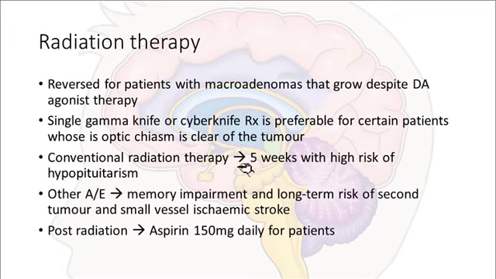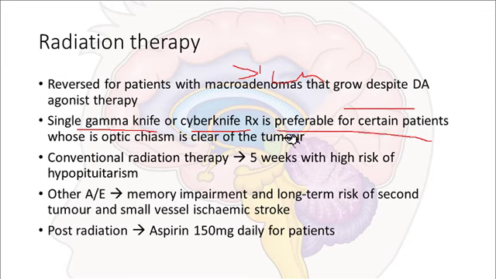Radiation therapy is reserved for patients with macroadenomas, that is more than 1 centimeter in diameter, that grow despite dopamine agonist therapy. Right? Stereotactic gamma knife or cyber knife treatment is preferable for patients whose optic chiasm is completely clear of the tumor.